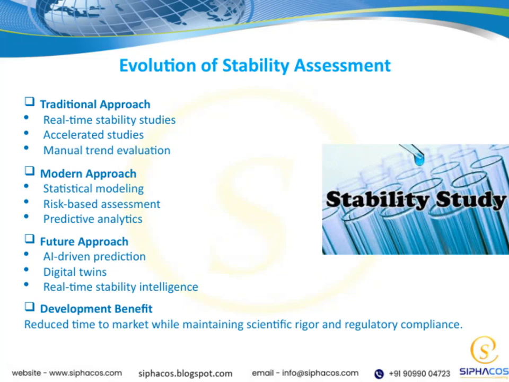Let's look at how stability assessment has evolved over time. Traditionally, it relied on real-time and accelerated studies with manual trend evaluation, a process that's thorough but time-consuming. Today, we're moving towards statistical modeling, risk-based assessments, and predictive analytics, which speed things up and add precision. Looking ahead, AI-driven prediction, digital twins, and real-time stability intelligence promise to transform the field entirely. The big win here is clear: faster development without sacrificing scientific rigor or regulatory compliance.